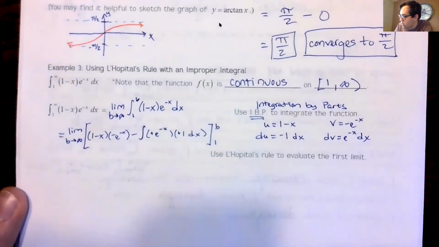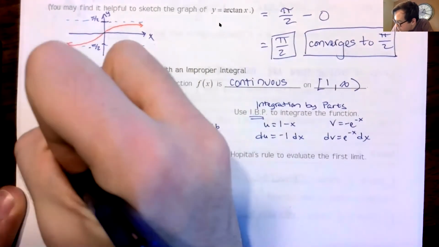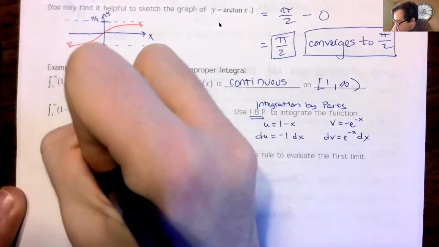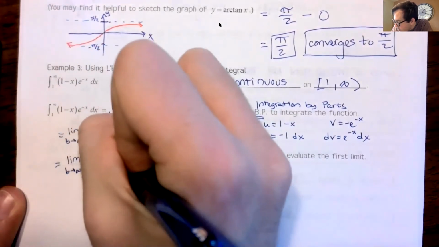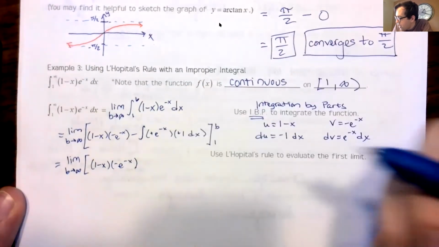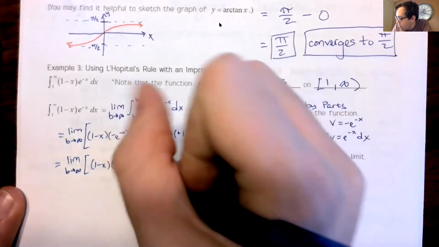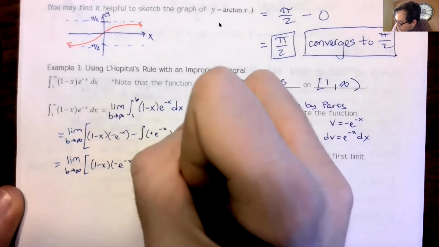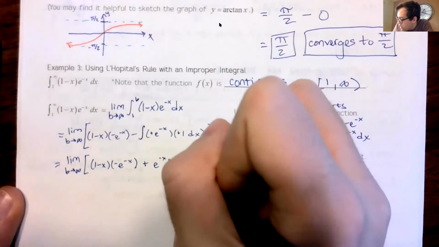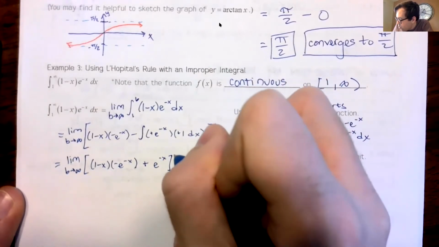Okay, so we can do this. We get the limit as b approaches infinity of 1 minus x times negative e to the negative x. And if we integrate e to the negative x, we're going to get negative e to the negative x. So then we have a negative times a negative, so it's going to be plus e to the negative x. And that is still needing to be evaluated from 1 to b.